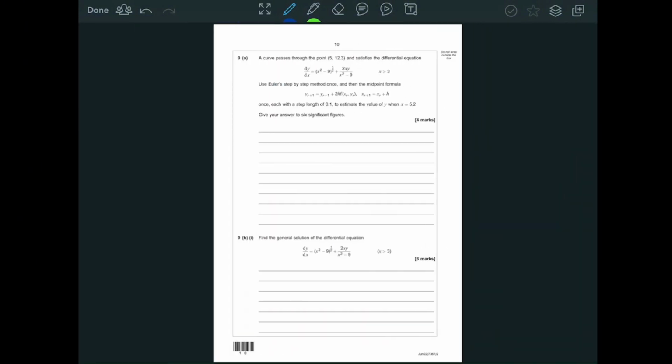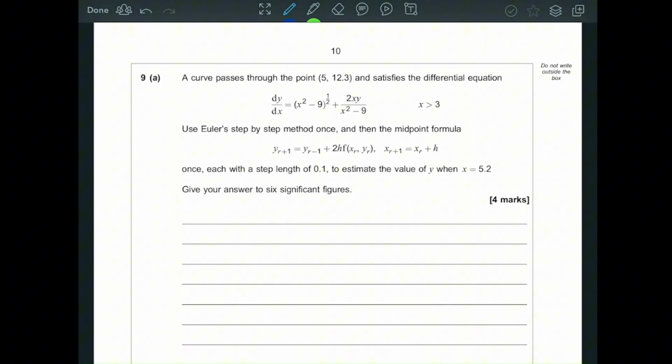Proceeding. Question 9. We have a very unpleasant looking equation, and I'm actually not sad because it's told us that this isn't to go and solve it properly. This is a let's get a rough answer instead. So we have a point, and this is going to be my x0, y0, satisfies that differential equation.